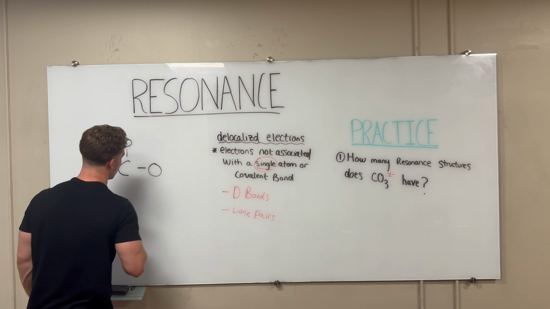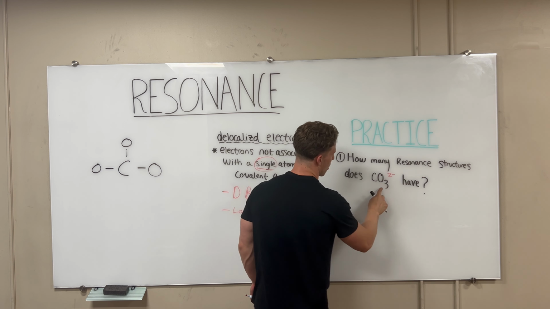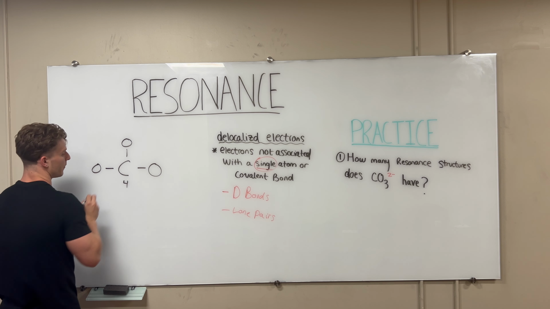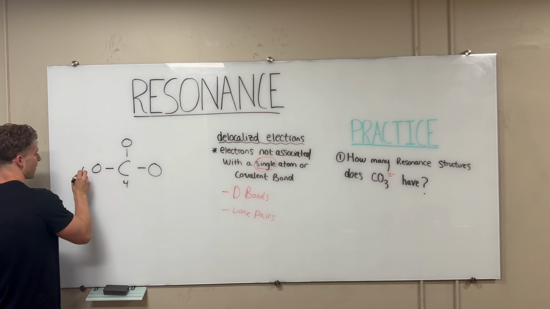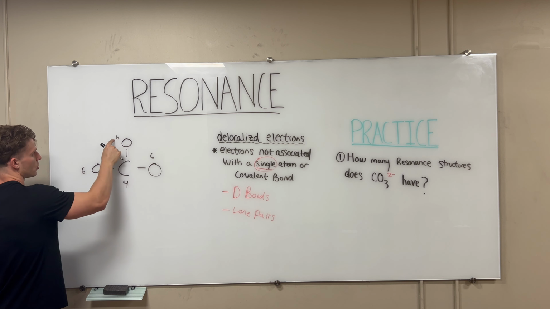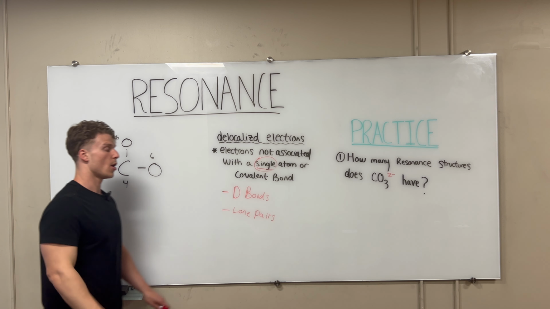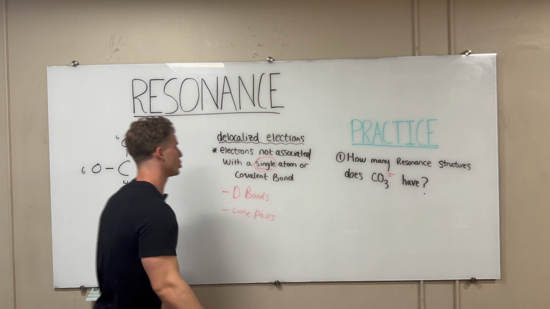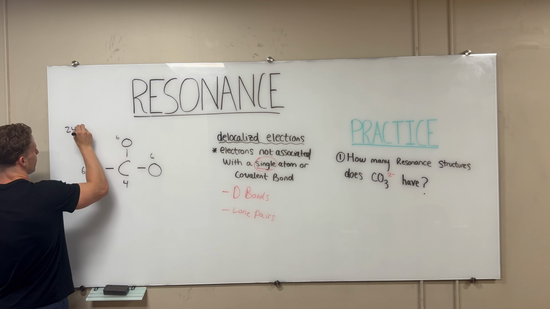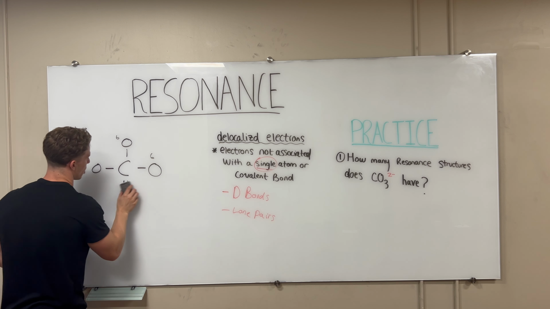CO3, okay? How many valence electrons do we have in this molecule? So if we have CO3 2-, carbon is going to have 4 valence electrons, and the oxygens are going to have 6, 6, and 6. So 6, 12, 18, 18 plus 4 is 22, and it also has a 2- charge. So 22 plus 2 is 24 valence electrons, okay? So we have 24 valence electrons to work with.